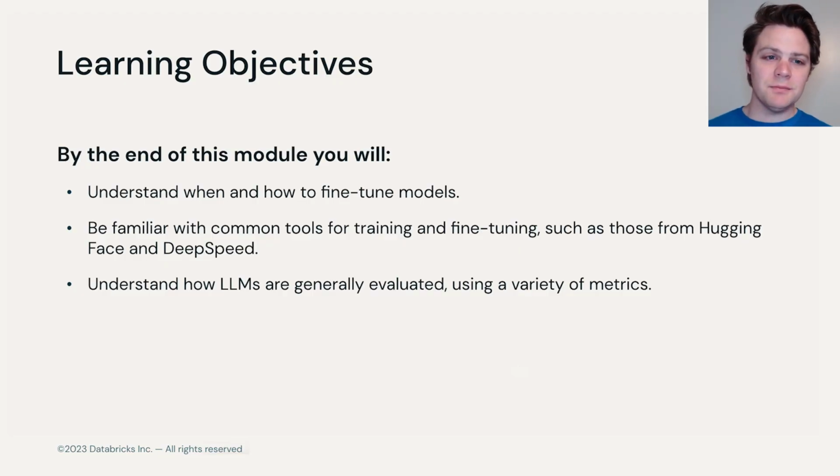By the end of this module, you'll understand when and how to fine-tune different types of large language models. Through our notebooks, we'll look at DeepSpeed and how we can use Hugging Face models to be fine-tuned specifically for our use case. And we'll look at how we can evaluate these different types of large language models so that we know that when we fine-tune or customize these models, that they're giving us the answers that we want.